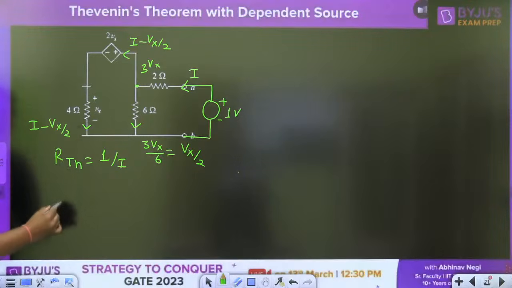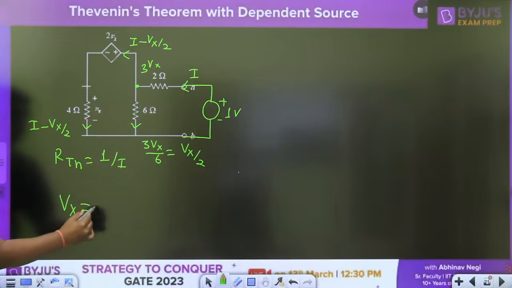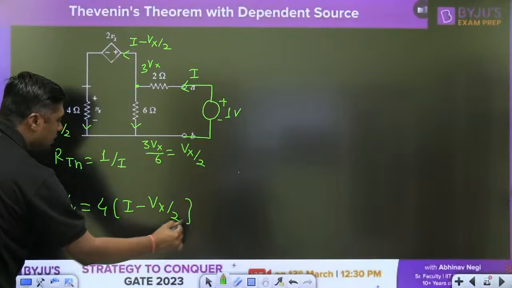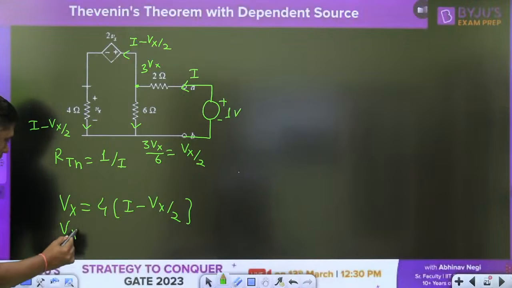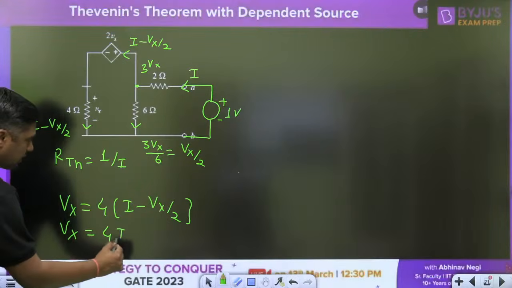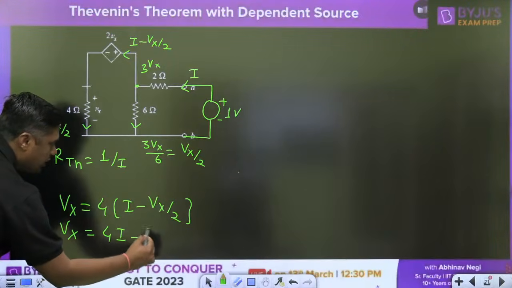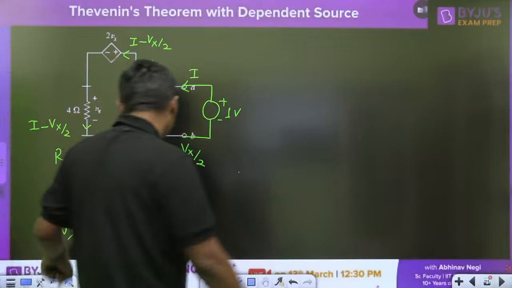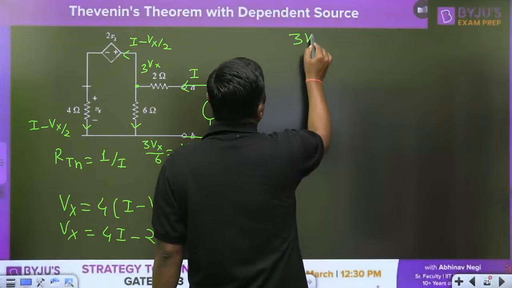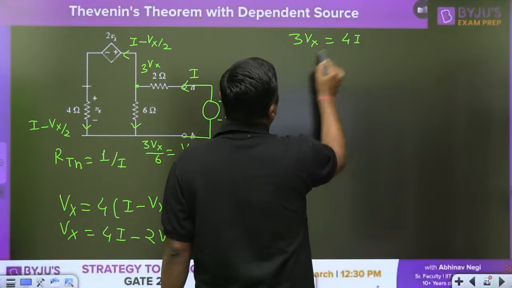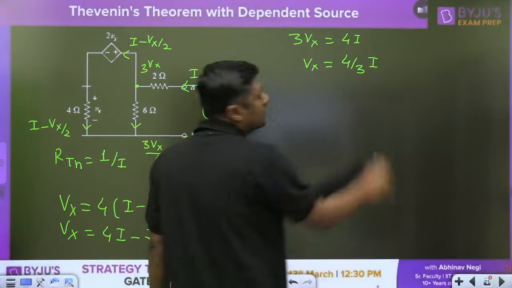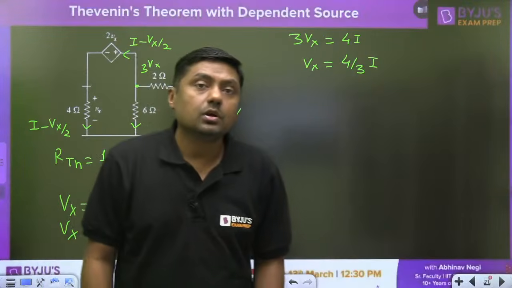Now you can write one equation. Vx is equal to 4 into I minus Vx by 2. Then Vx is equal to 4I minus 2Vx. Please check my calculation, and this will become 3Vx is equal to 4I. So Vx is equal to 4 by 3 I. This is one method, just one method.